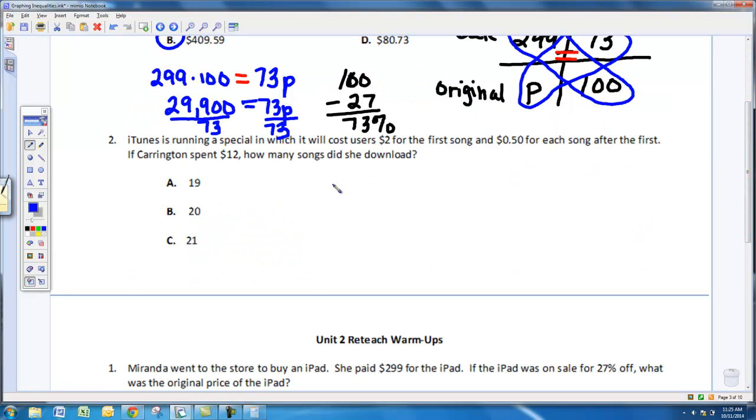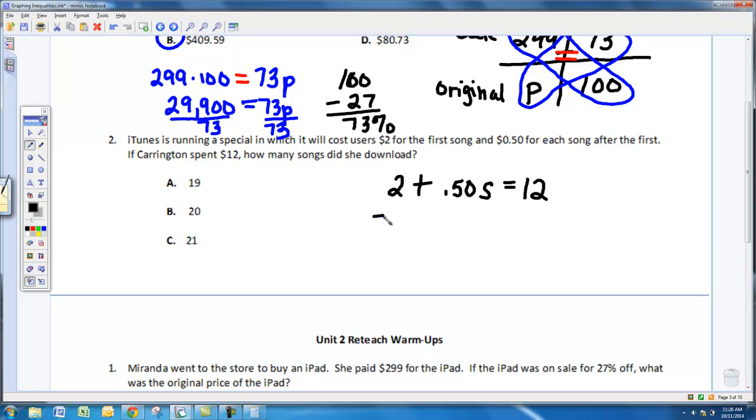Okay, let's look at number 2. iTunes is running a special in which it will cost users $2 for the first song and 50 cents for each song after the first. If Carrington spent $12, how many songs did she download? Let's start by writing an equation for our problem. It costs $2 for the first song, and it costs 50 cents for each song after that. And Carrington is going to spend a total of $12.